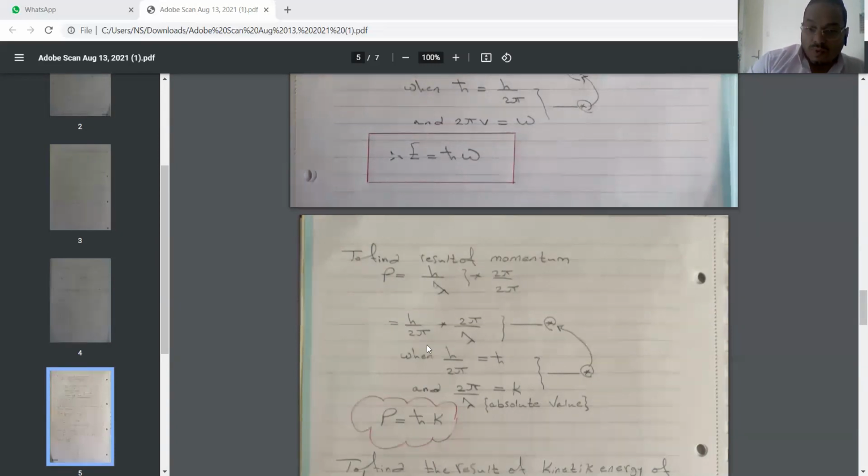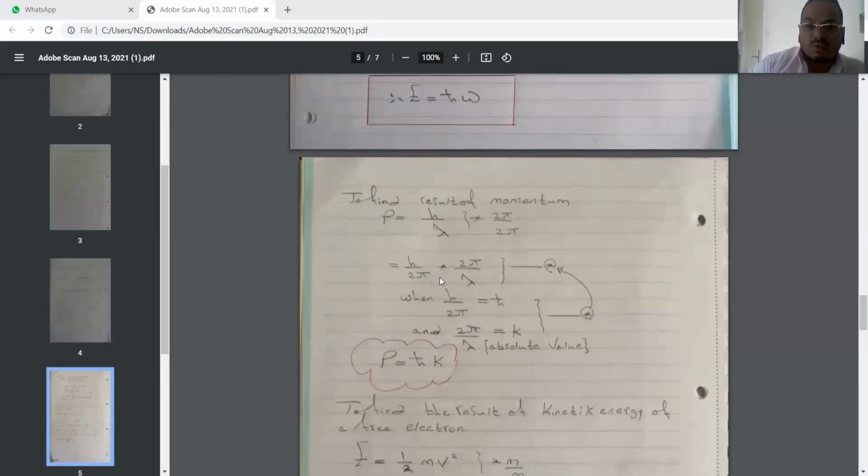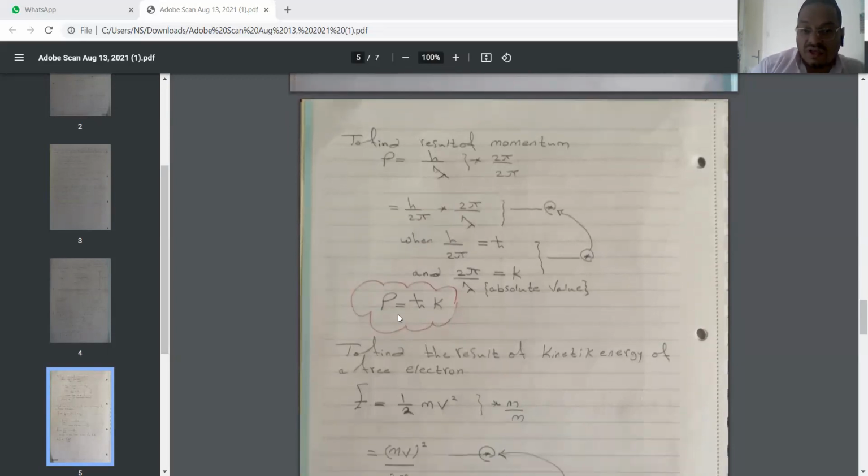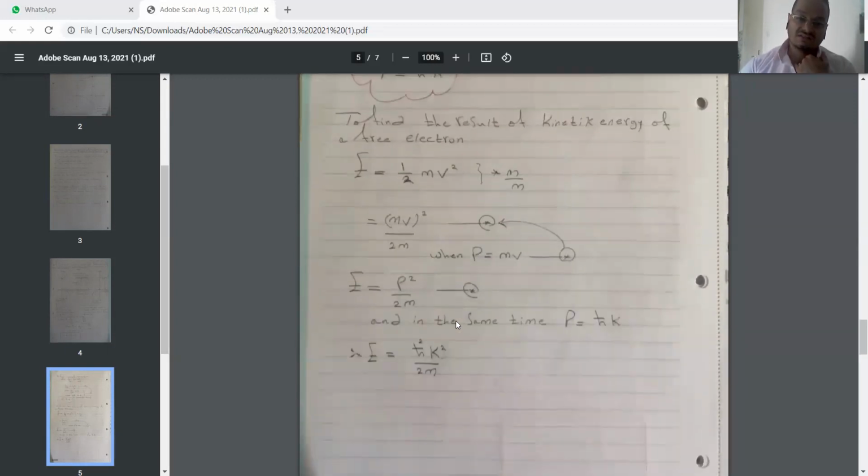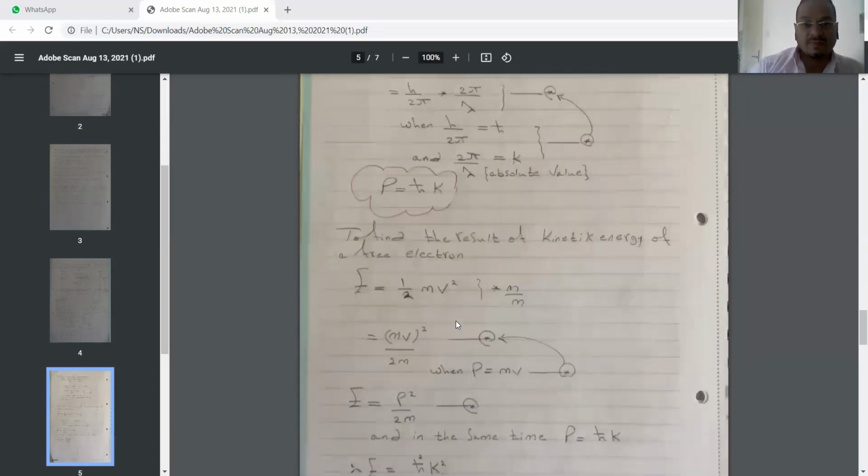h divided by 2π, dot 2π divided by λ. Here, h divided by 2π equals h bar, and at the same time, 2π divided by λ equals the absolute value k. That means the momentum equals h bar dot the absolute value k. This will be important because I will use it in the energy to find the result for kinetic energy.